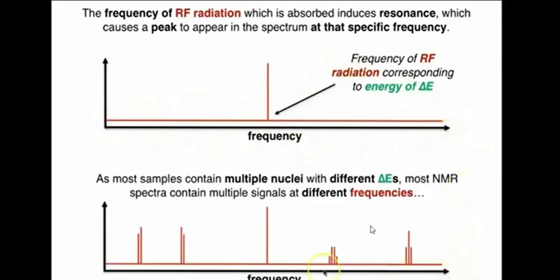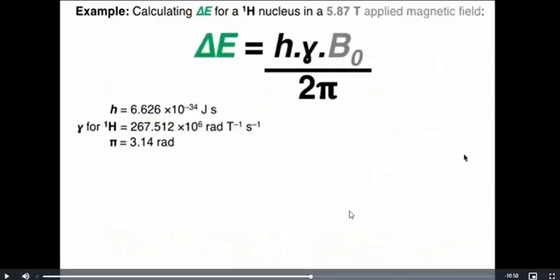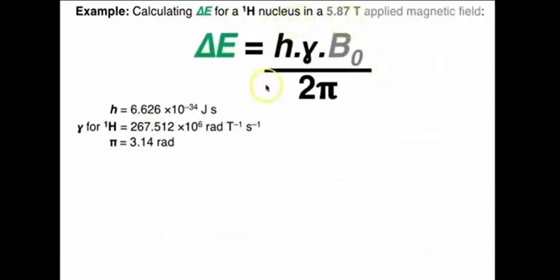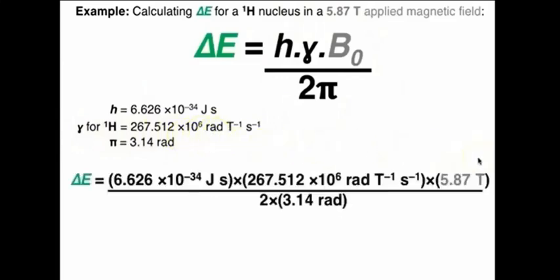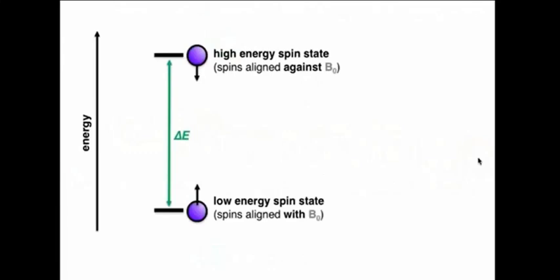This is the real NMR spectrum of the given compound. This is a complex one. Here it matches. We can calculate the delta E value by the given equation: Planck constant, gyromagnetic ratio, and magnetic field in Tesla over 2 pi. Here is the calculation for the proton NMR spectrum. This is the final value of the calculation.